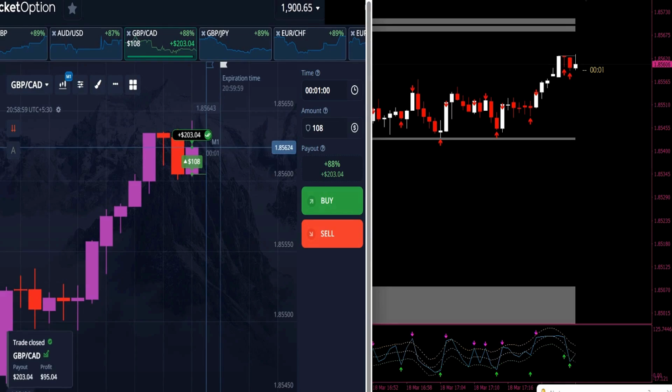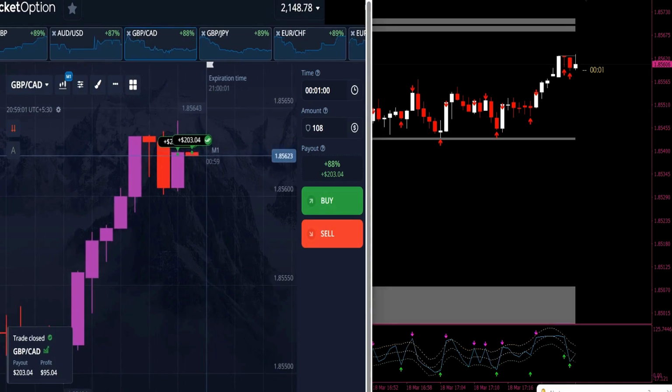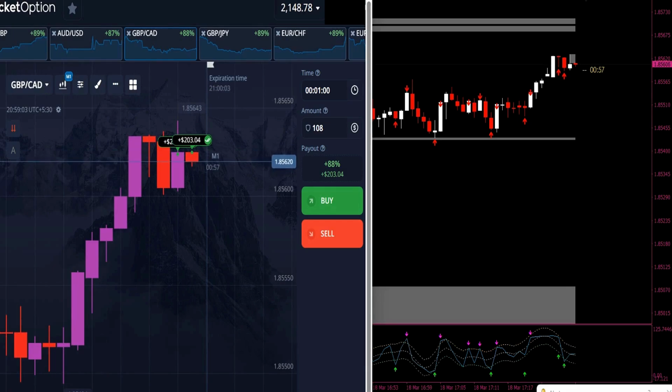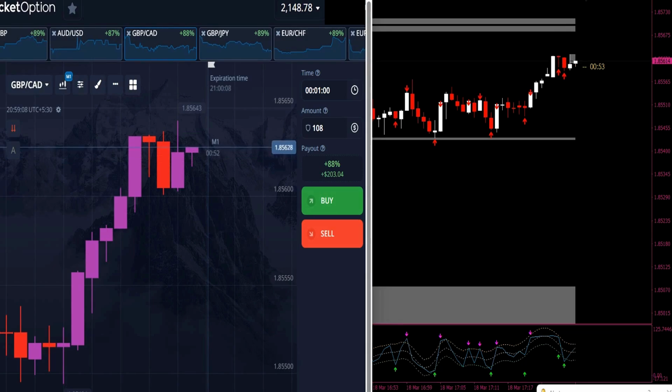And there we go. This trade ended in profit. This is exactly why consistency is so important in trading. Always trust your strategy, manage your risks properly, and never panic if you experience a loss. That's how successful traders operate.